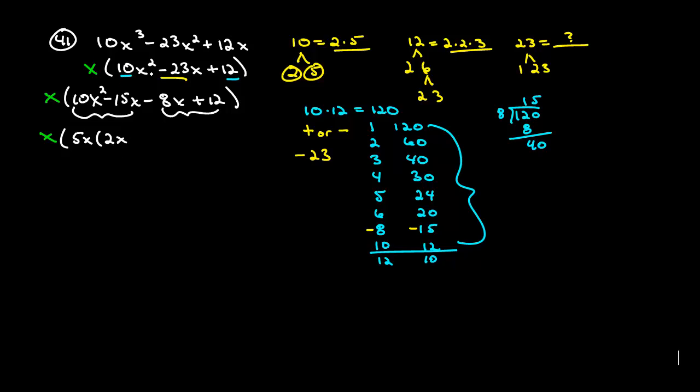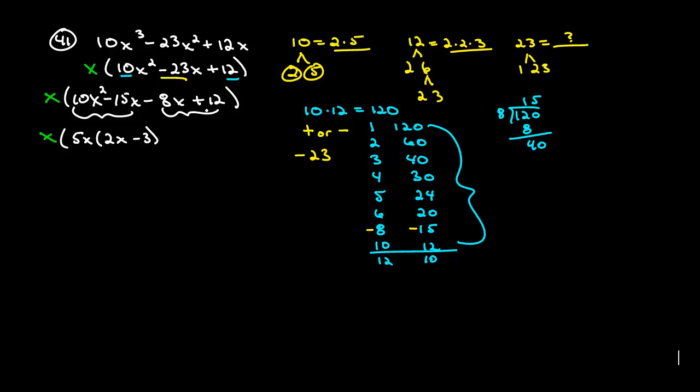Right, because it's 10x squared. Okay, so I factor out an x, and I can factor out the 5, so I'll be left with 2x minus 3. Now look, if you take the 5x and you distribute it back in, you'd end up right back here. 5x times 2x is 10x squared.